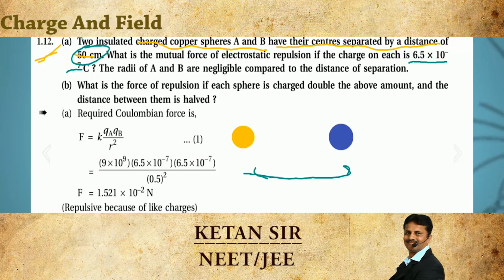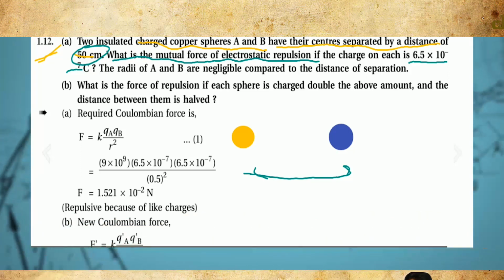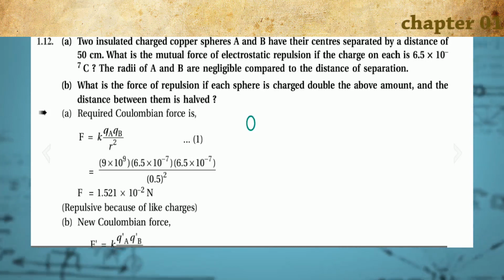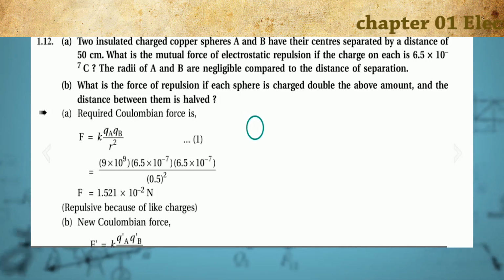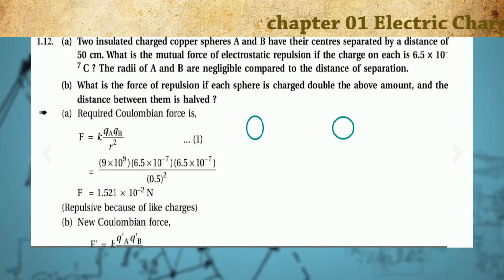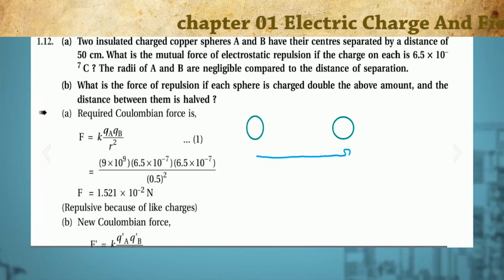Then what is the mutual force of electrostatic repulsion? Because both have the same charge, we want to calculate the force of repulsion. One sphere, another sphere, both having the same charge, distance between them is 50 centimeter.